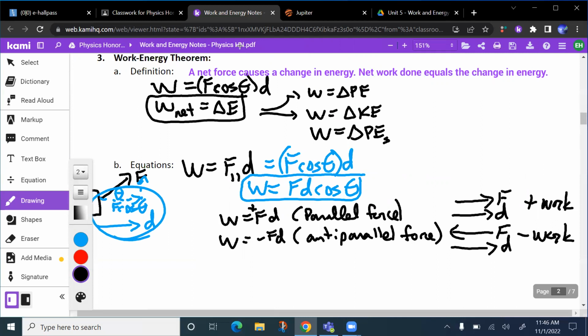Now, again, you can also use the trigonometry approach. The angle between force and distance for a parallel force situation is 0. Cosine of 0 is 1, so you get force times distance times 1, or just positive force times distance. Whereas for an anti-parallel force, the angle between force and distance is 180 degrees. Cosine of 180 is negative 1, so you get force times distance times negative 1, or negative force times distance.